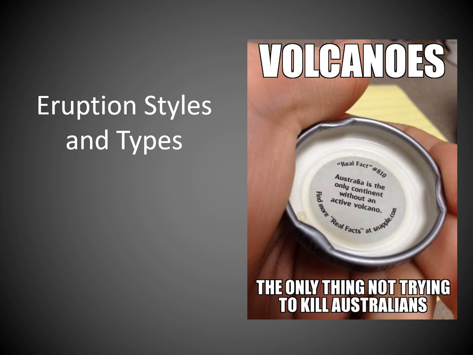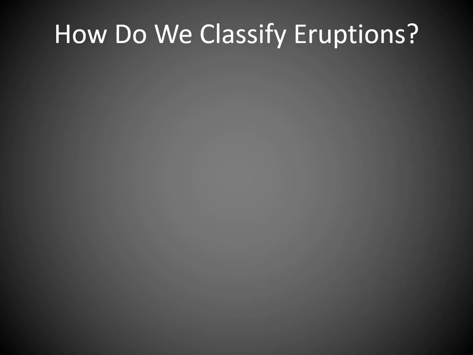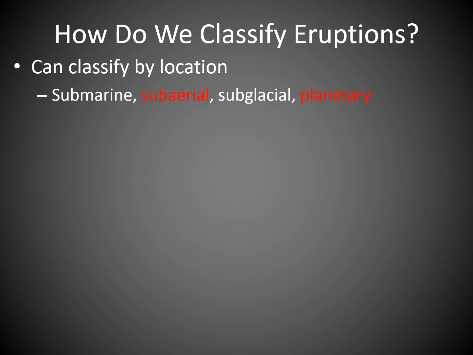So we'll look at eruption styles and types and various ways that volcanologists have tried to classify these through the years. We'll look at the pros and cons of each method and look at some eruptions. So how do we classify eruptions for volcanoes? Well, there's actually several different schemes that have developed through time, and we'll just do a quick rundown of each of these.